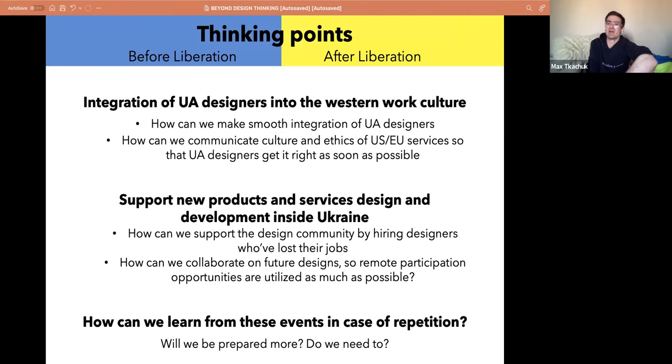And in the end, how can we learn from these events in case of repetition? Imagine it freezes now and reappears in some way or another in another part of the world, and Ukrainian designers will not be the only people who suffer, but some other nation will. But once again, the international design community: I'm asking, will we be prepared? And one tricky question: do we actually need to be? Because somebody will ask this, so I put it up front. Do we actually need to be prepared, or is it not our job? And if we do, how?